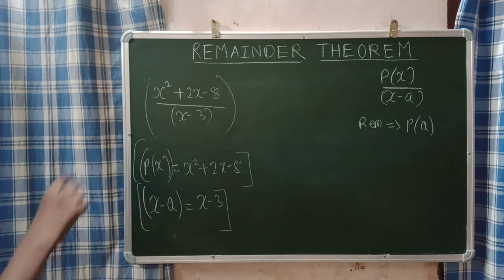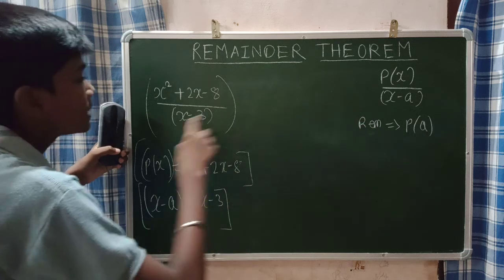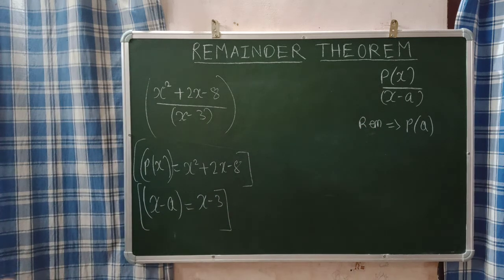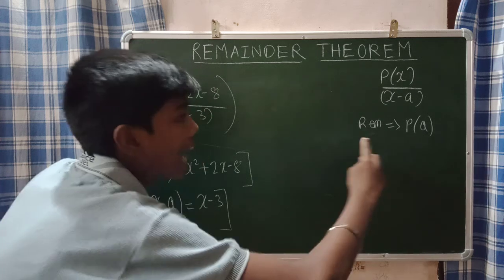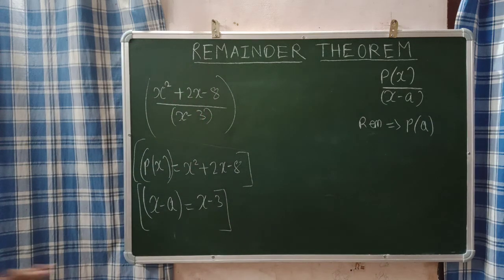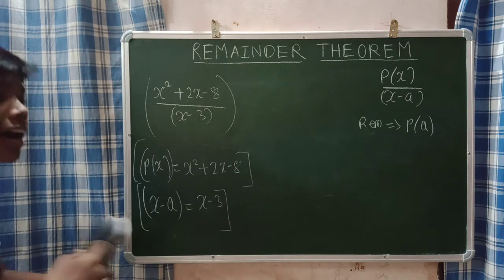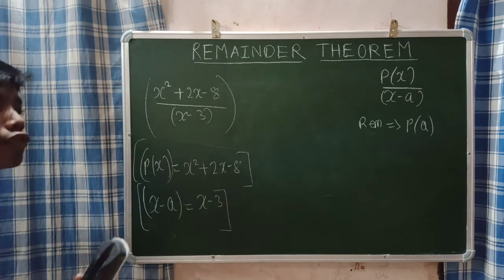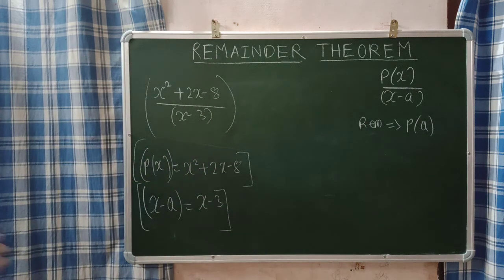Now guys, here your p of x is x square plus 2x minus 8, and x minus a is x minus 3. Try to understand one thing. If I need to find the remainder, I need to find p of a, because that is what the remainder theorem states. Before finding p of a, we should know the value of a. What is a? Think carefully.